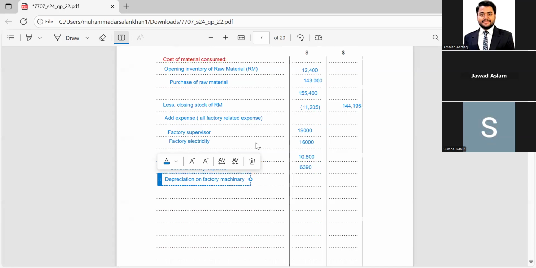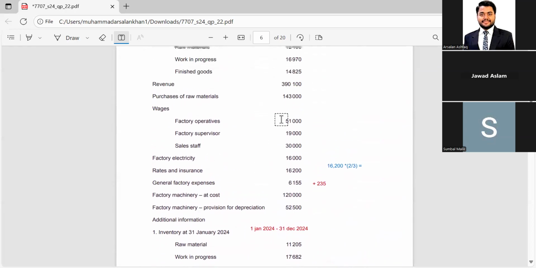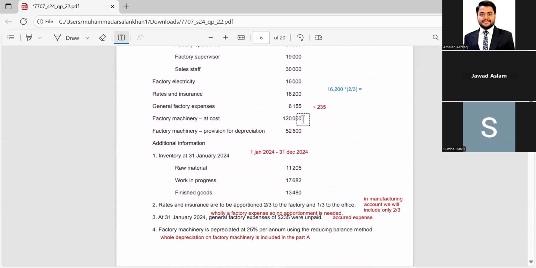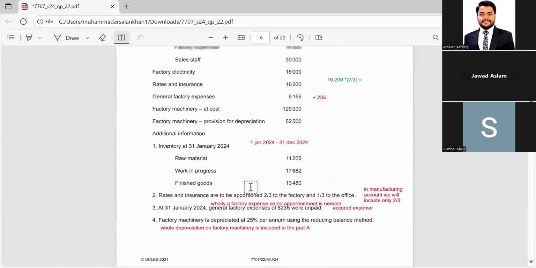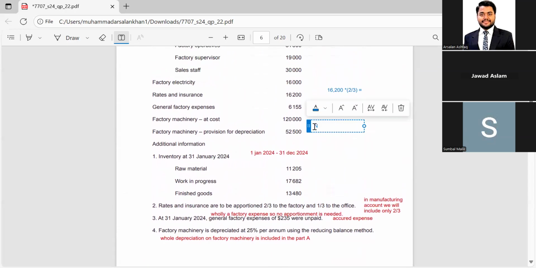So the method of depreciation was RBM. In RBM, what we do is take the NPV and multiply it with the percentage of 25%. NPV of the factory machine is how much? 1,20,000 minus 52,500. So the NPV of the factory machine is 120 minus 52.5, which is 67,500.